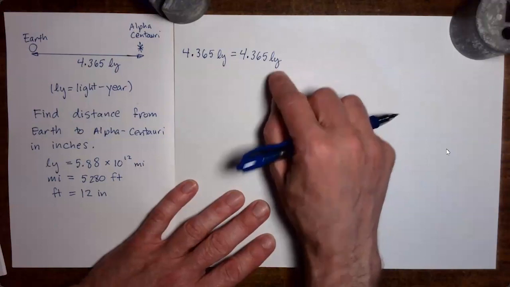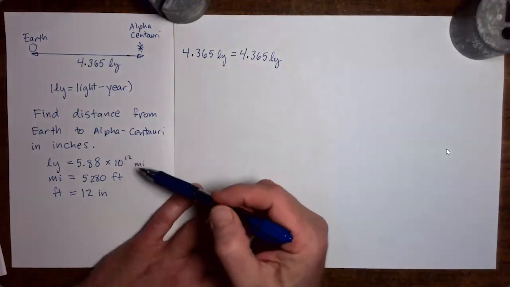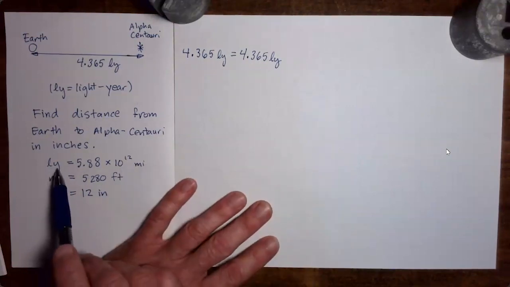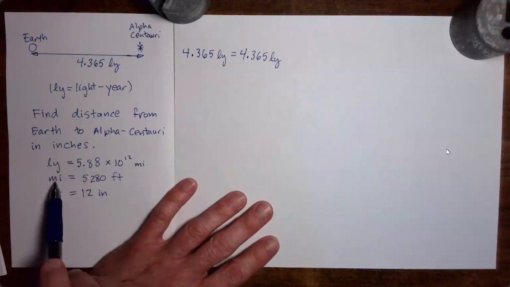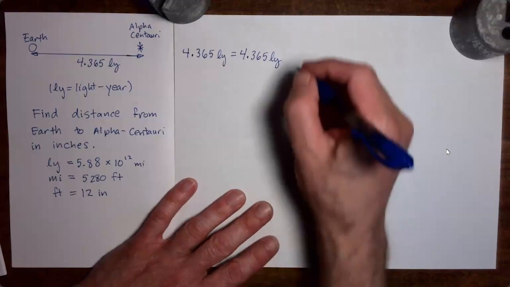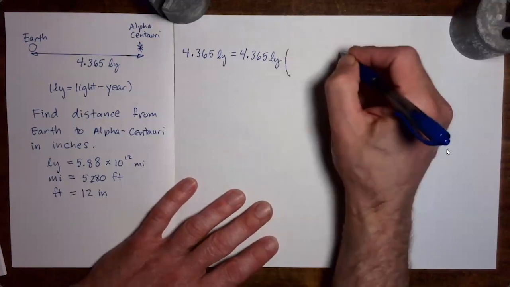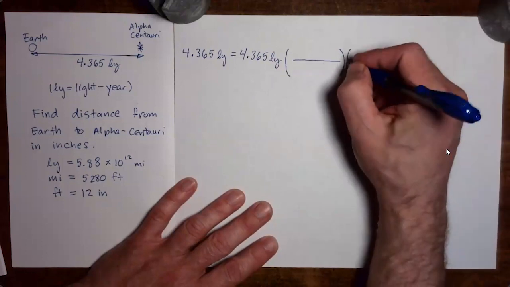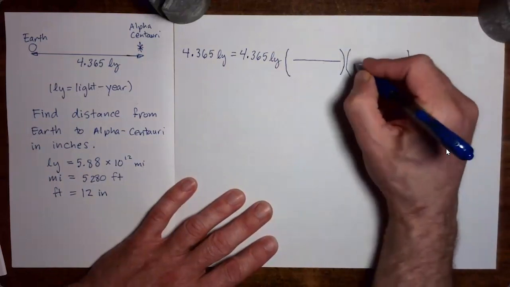Now, in this case, we don't have a single conversion factor, which takes us all the way from light years to inches. We have a relation between light years and miles, a relation between miles and feet, and a relation between feet and inches. So the idea here is going to be to do the conversion in 3 steps. And the way that's going to look is I'm going to write out 3 conversion factors.